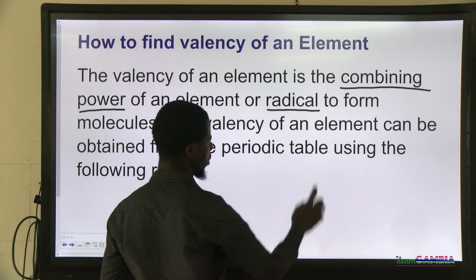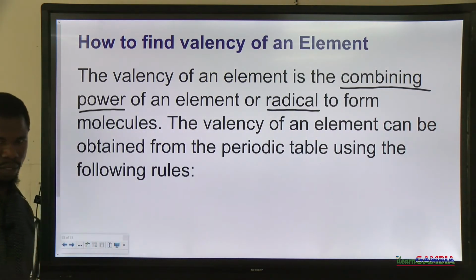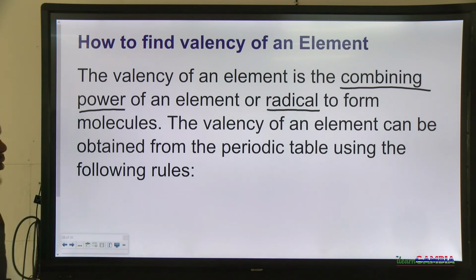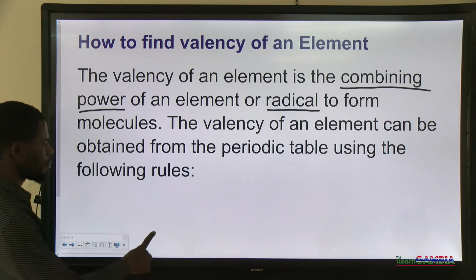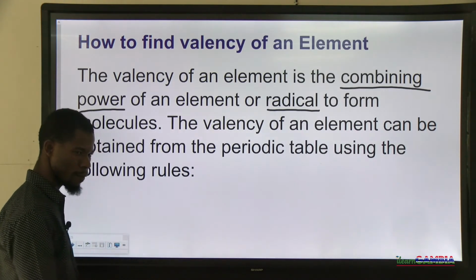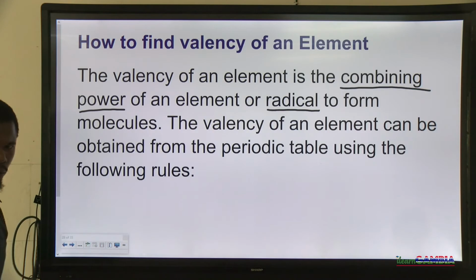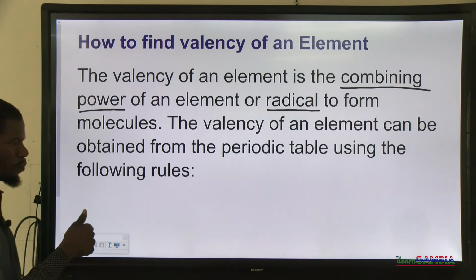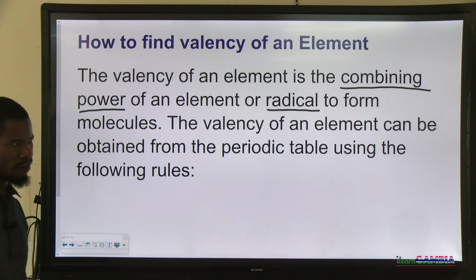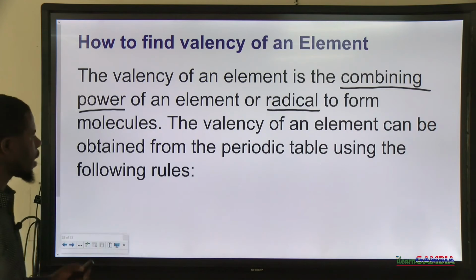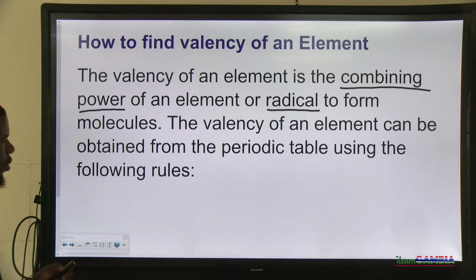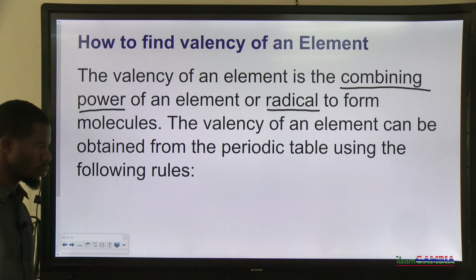What is a radical? A radical is a charged species. It can be positively charged or negatively charged. Here, it can be a group of elements or it can be only one element, and it can be a positively charged or a negatively charged element or species. So therefore, the valency of an element can be obtained from the periodic table using the following rules.